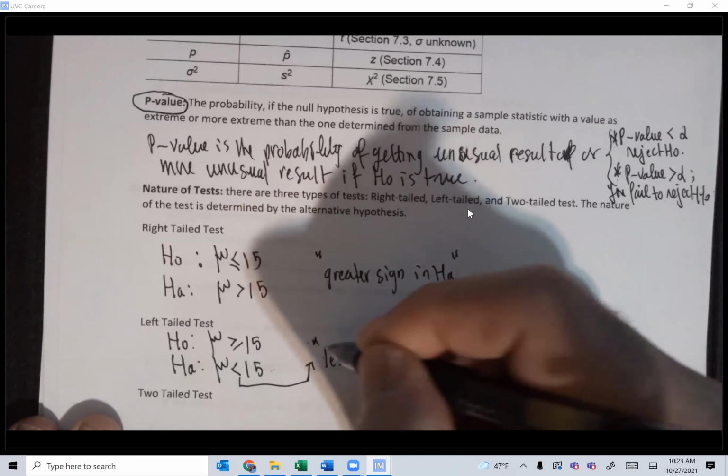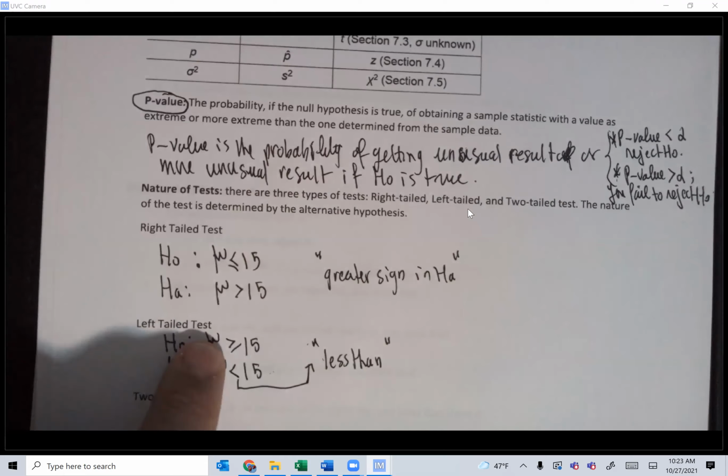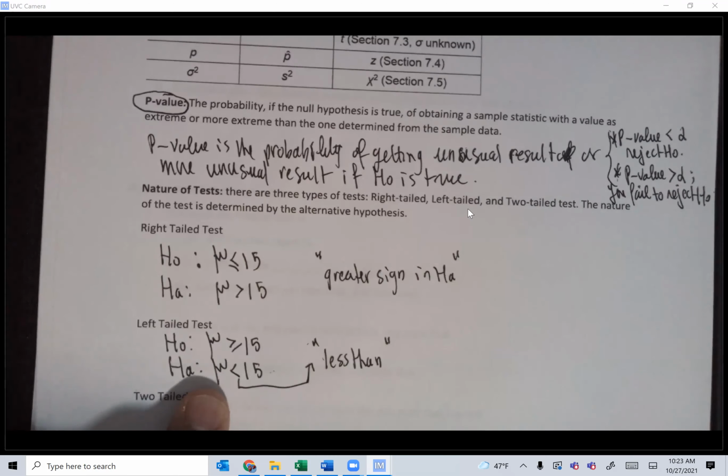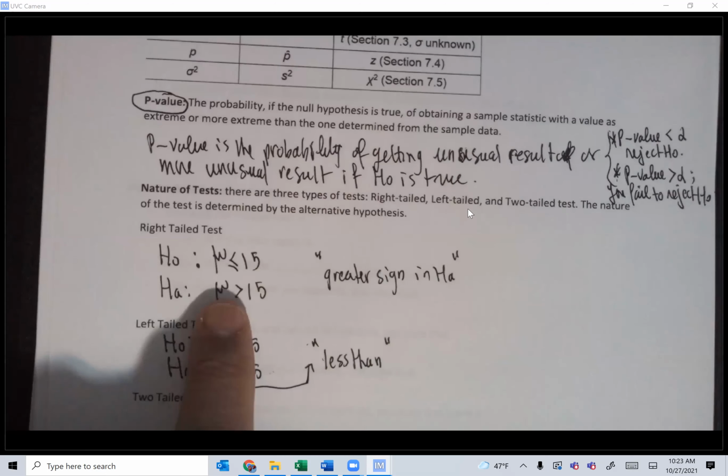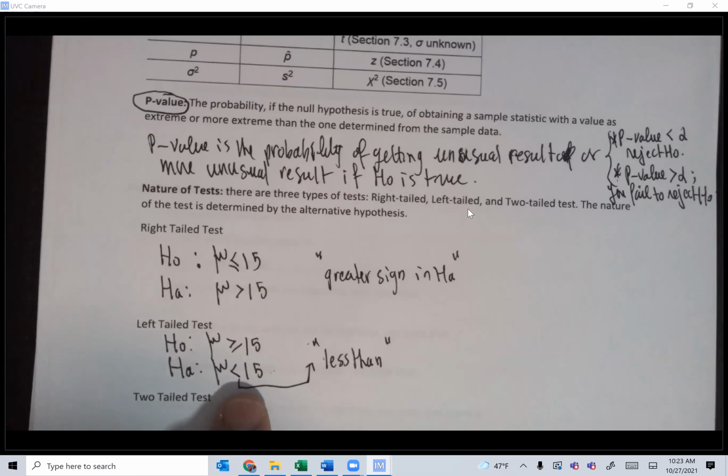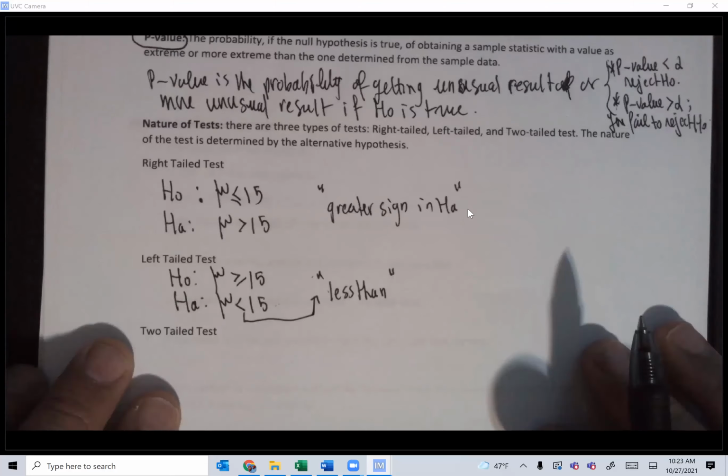You're going to see some homework problems. He will give you two hypotheses and tell you, is this a right tail test, a left tail test, or a two tail test? You just look at the alternative. If it is greater than, it's a right tail test. If it is less than, left tail test. And now, guys, you can tell what's going to be for a two tail test.